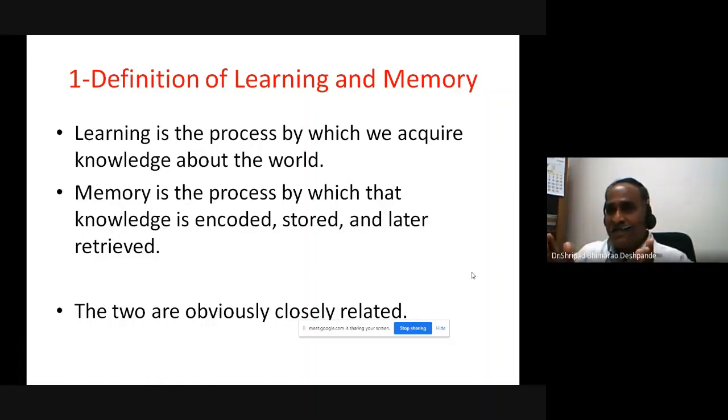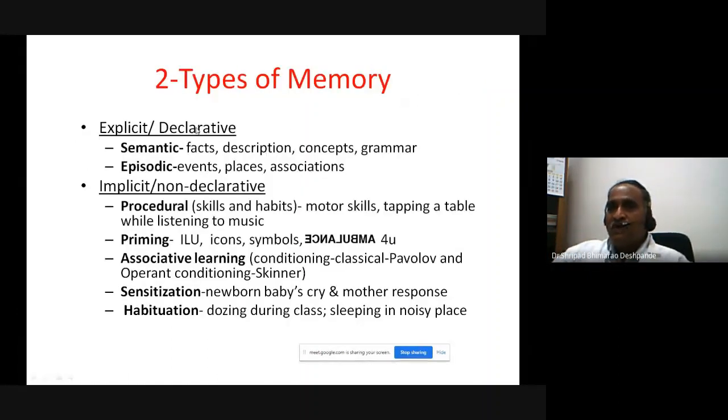And both are interrelated. They cannot be separated. We have two forms of memory, explicit memory and implicit memory. Explicit memory is also known as declarative memory, wherein you express. It is also known as autobiographical memory.